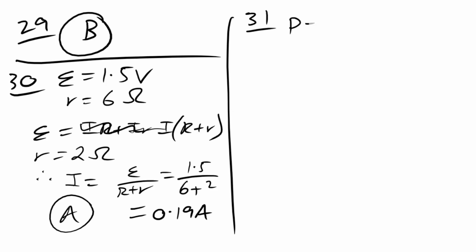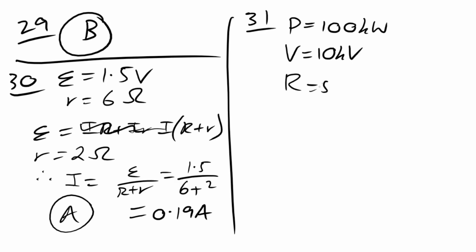31, we have a power of 100 kilowatts, PD of 10 kilovolts, and we have resistance of the cables being 5 ohms. What's the power loss in the cable? Now, whenever it comes to this, you can't just go straight for P equals V squared over R. No, because that V is not the V across the cables. The V is the V across the whole of the national grid.